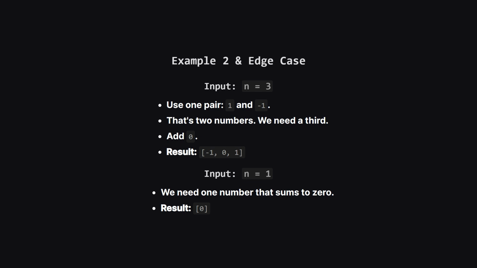This pattern works really well. If n is 3, we can take one pair, like negative 1 and 1, and then add a 0 to get our third number. And what about the smallest possible case, when n is just 1? Well, the only single number that sums to 0 is 0 itself, so that's our answer.